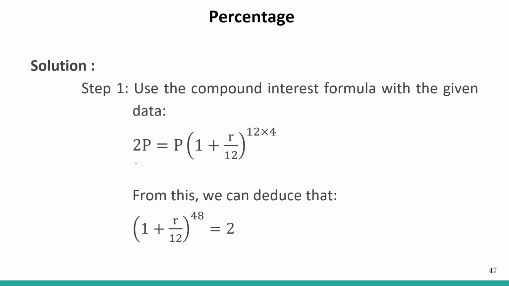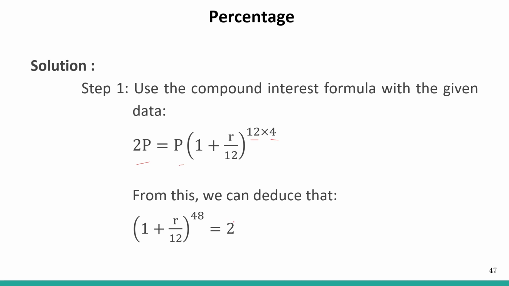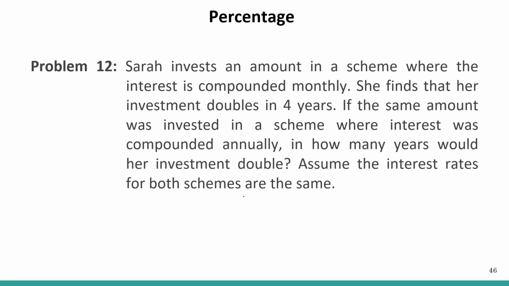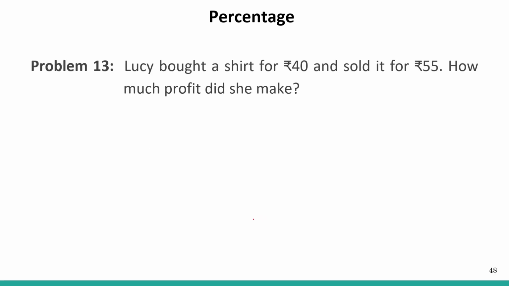So basically, we can use this algebraic equation: 2P is equal to P whole into (1 plus r by 12) to the power 12 into 4, since the time period is 4 years and the compounding is done monthly. From this we can deduce that (1 plus r by 12) power 48 is equal to 2. So how many years would her investment double? It is equal to 2 years, only in 2 years. So let's see problem number 13.